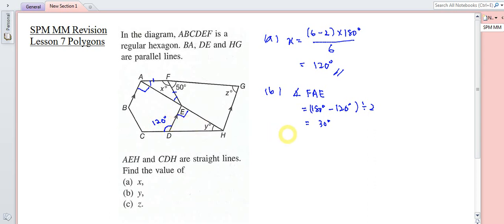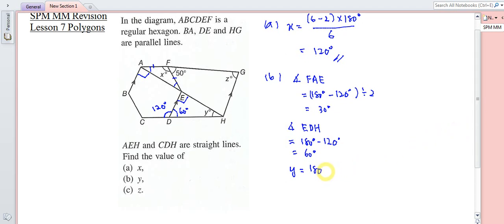If this is 120, angle EDH will be equal to 180 minus 120, right? So here you will get 60 degrees. Okay, now if you want to get the y, it's actually very easy. You'll see a triangle here. Triangle, the sum of the interior angles for a triangle will be equal to 180. So that we take 180 minus 60 minus 90. So y is equal to 30 degrees. So this is 30 degrees.